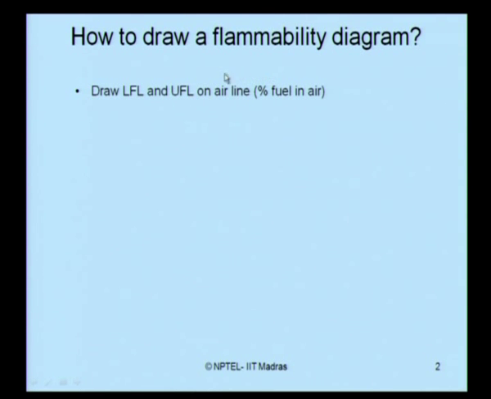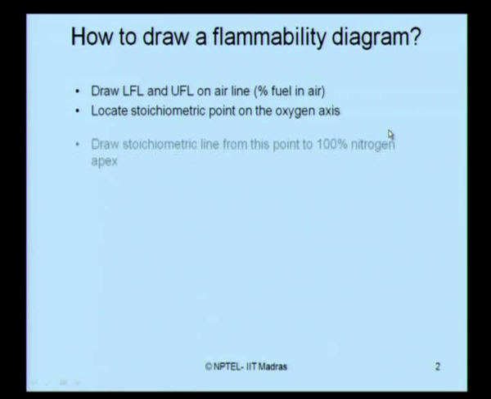I think you appreciate if I say airline because you understand what I mean by an airline. Airline is nothing but the line joining the apex of oxygen arm to about 79% or 80% on the nitrogen arm. It is a simple line which we call as an airline. So mark LFL and UFL on the airline, locate the stoichiometric point on the oxygen axis. This can be obtained from the chemical reaction or the combustion reaction of the fuel.